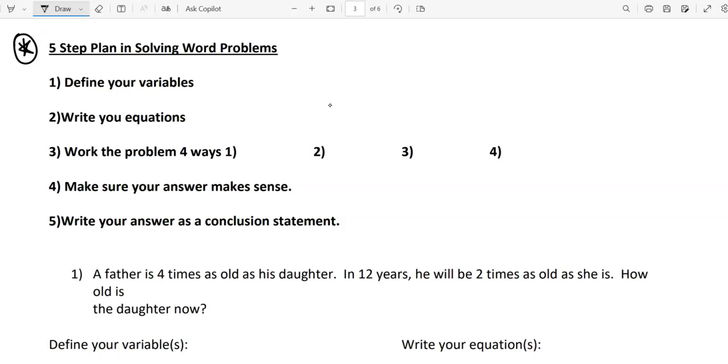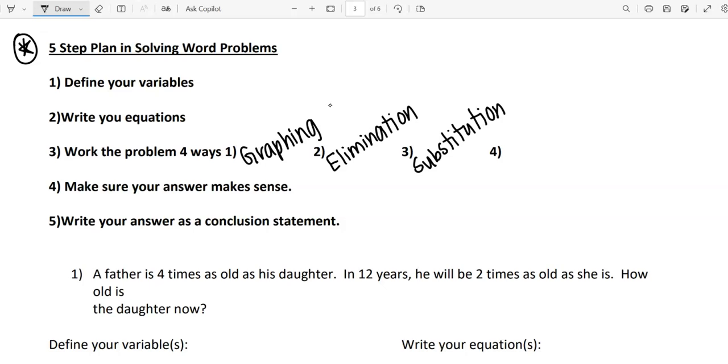Number 1, you're going to define your variables just like we just did. You're going to write your equations. Then you're going to work the problem in one of 4 ways. Tell me the first way we learn to solve systems. 2 equations. Before that, graphing. So first way is graphing. And then it was elimination. And then it was substitution. That was all unit 0. And then unit 1 is all about matrices.